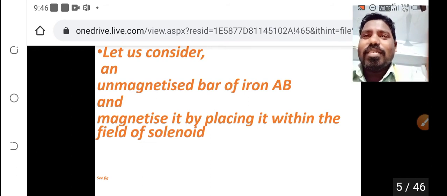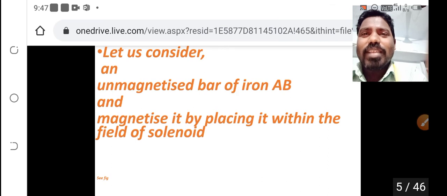Let us consider what exactly hysteresis is. Let us consider an unmagnetized bar of iron AB. So what am I going to consider? An unmagnetized rod, an unmagnetized iron specimen. It is not magnetized. This unmagnetized specimen of iron is named AB.